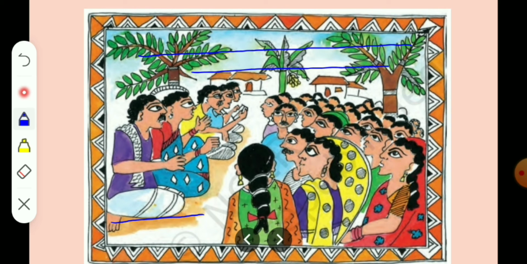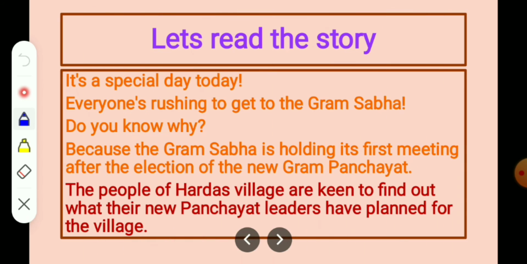When you talk about Gram Panchayat, the Gram Panchayat is formed by the Panchs, meaning a representative from each ward, and the Sarpanch. They together form the Gram Panchayat. So now let's read the story to understand what is Gram Sabha and what is Gram Panchayat.